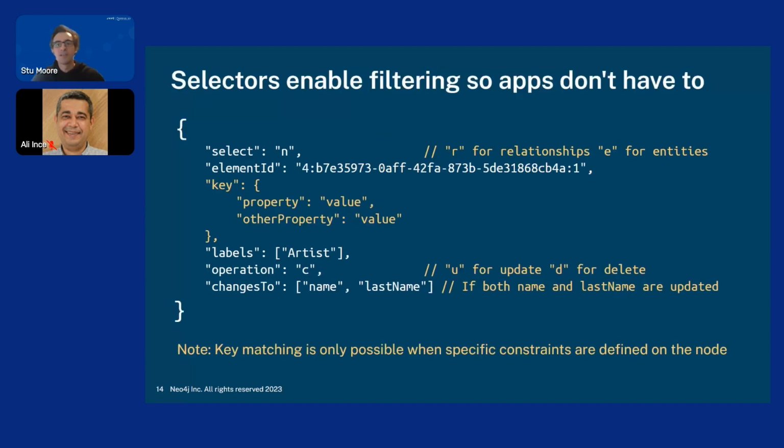To save application developers building all the filtering logic into their application and to help reduce the amount of data that they have to process, we have provided selectors. These enable you to register for the events that are of interest. For example, here we're just interested in the artists that change in our catalog.